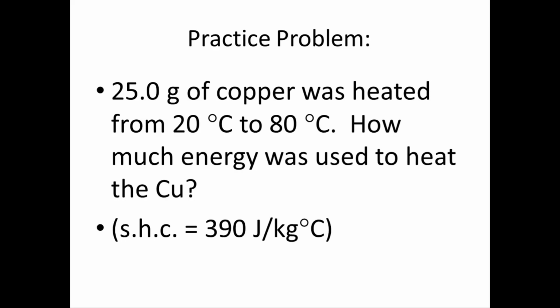So here's a practice problem for you. 25.0 grams of copper was heated from 20 degrees Celsius to 80 degrees Celsius. How much heat energy was used to warm up that copper? Use the specific heat capacity of copper to be 390 joules per kilogram degrees Celsius. Pause the video at this point. When you have finished working it out, then you proceed to unpause it. I will move to the next slide in 3, 2, 1.